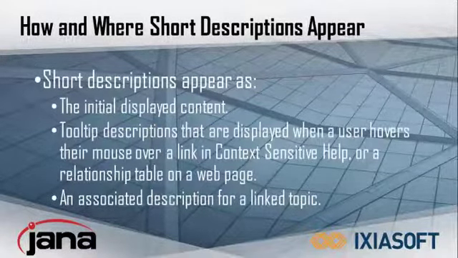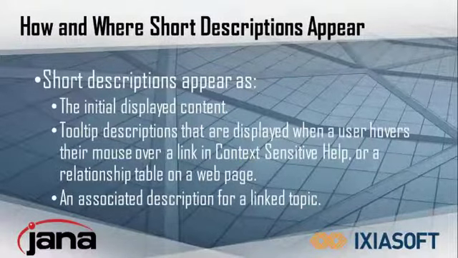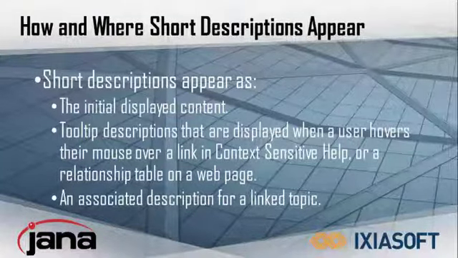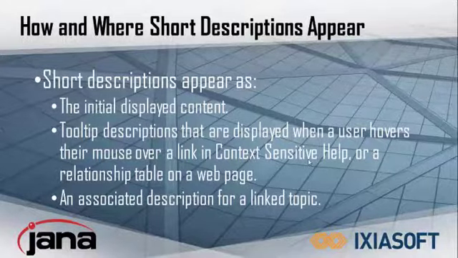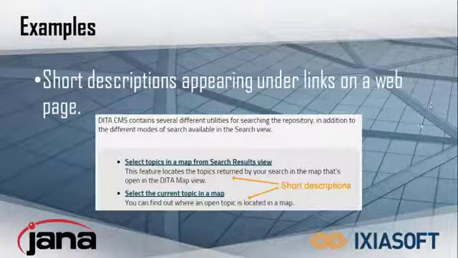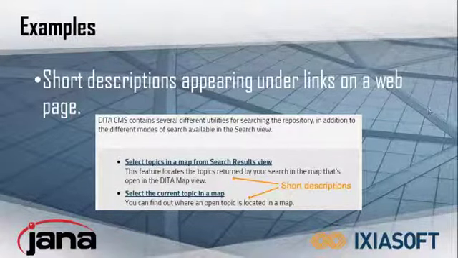So, as we said earlier, short descriptions sometimes appear as the initial displayed content, as tooltip descriptions that are displayed when the mouse hovers over a link, in context-sensitive help, or as an associated description for a linked topic. Let's take a look at the examples. Here we see one where the short description is under the links on a web page.